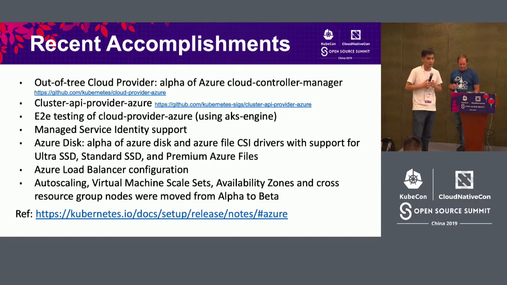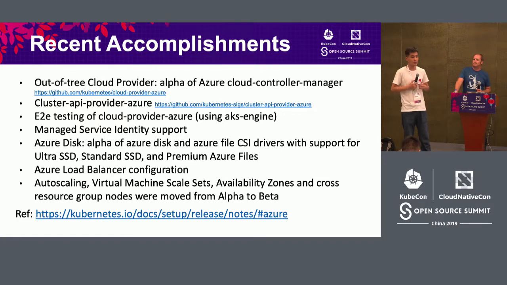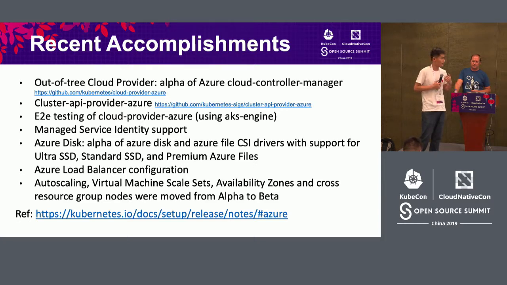So the next one is about end-to-end testing. We have already established the end-to-end testing for cloud provider Azure, and we have published that result to the Kubernetes test grid, so everyone can check the details of our work. The testing is based on AKS engine, so we use AKS engine to set up the testing environment, build the latest releases, maybe from master branches, and validate various test cases such as Kubernetes conformance tests, slow tests, and so on.